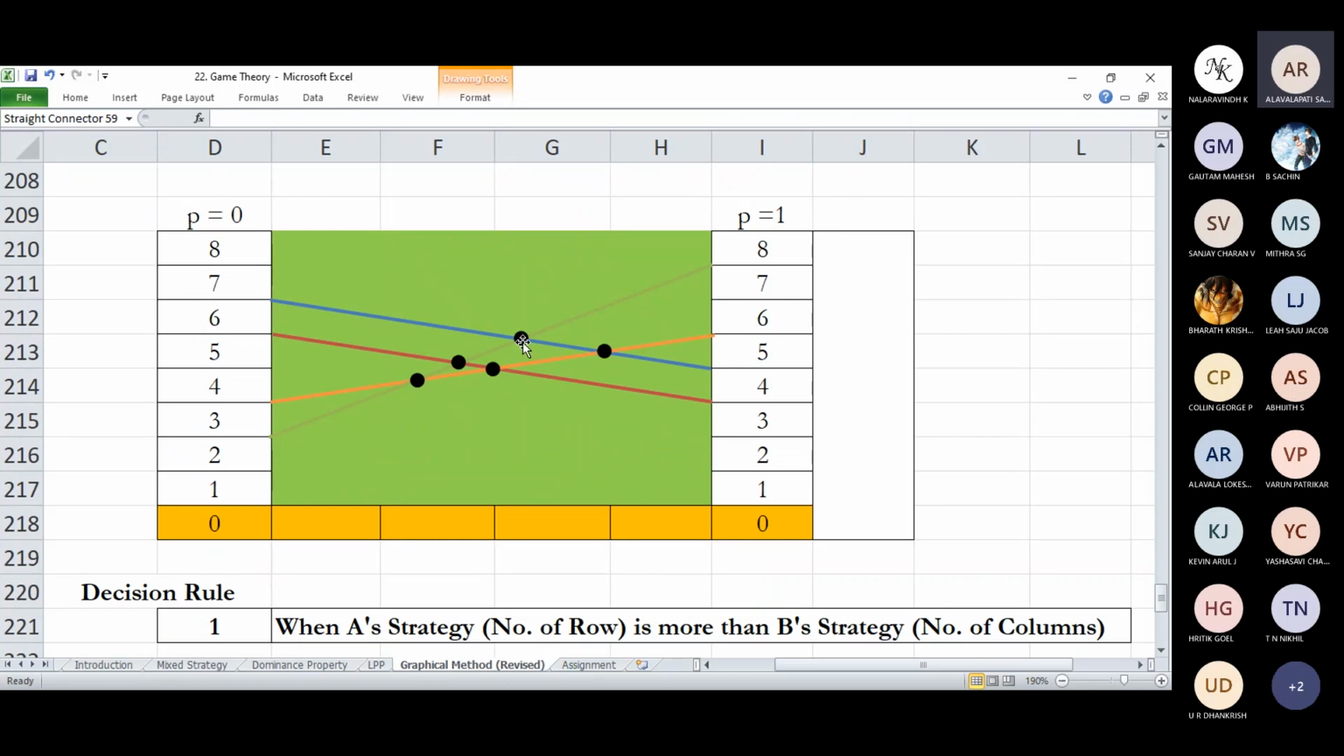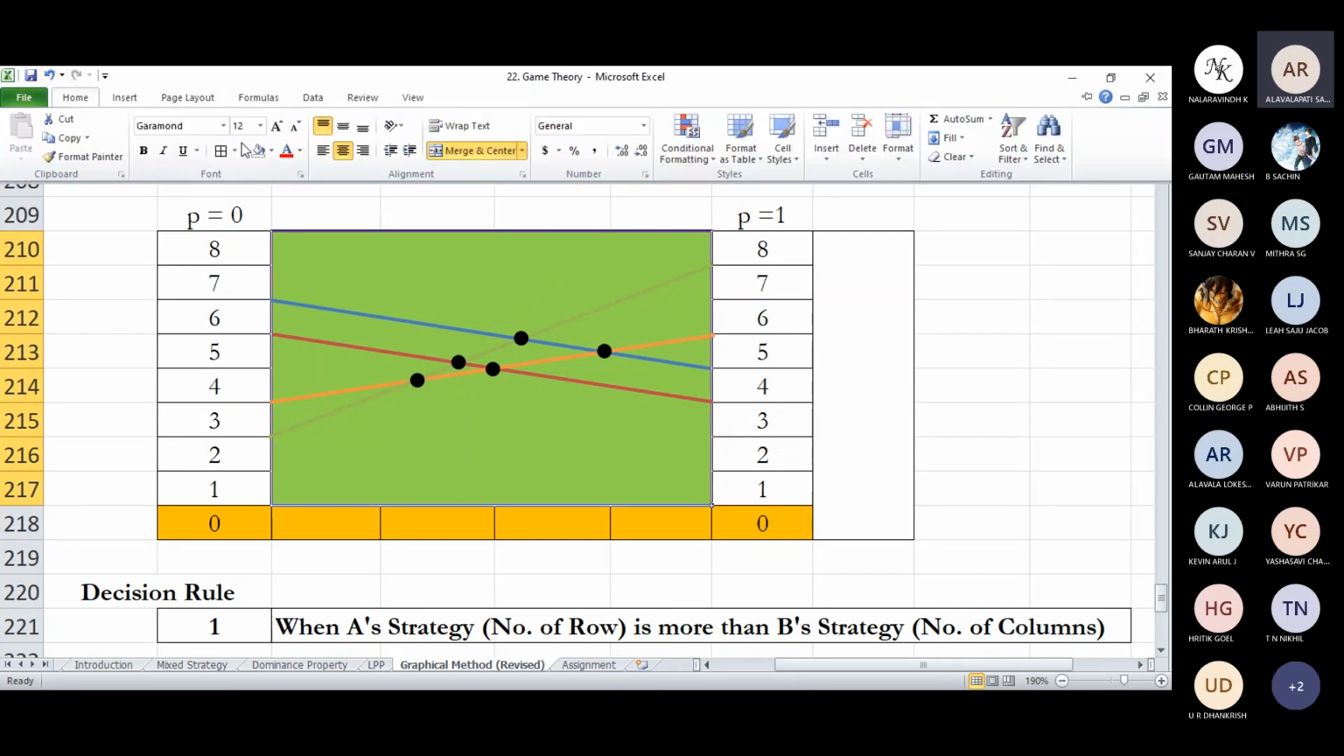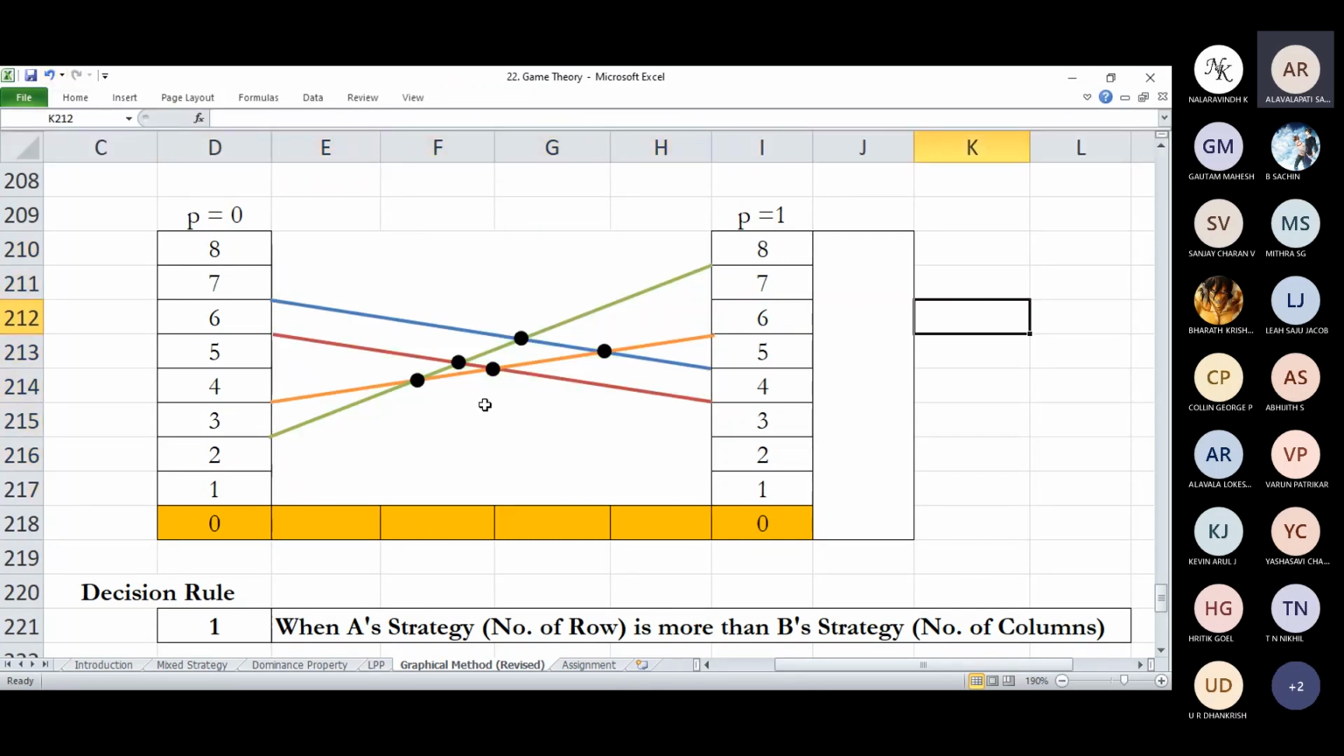So intersection here, this blue color and green color line. So I'll just remove this background for a moment. Yeah, so you can see green color and blue color has an intersection, and orange color and blue color line has an intersection. Then red color line and green color line has an intersection. Then orange and green has an intersection. Then orange and red has an intersection. So totally there are 5 intersections.